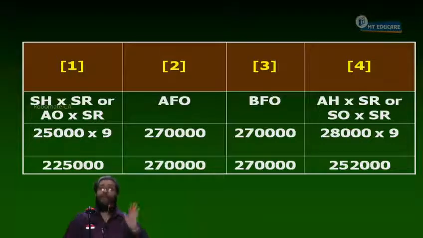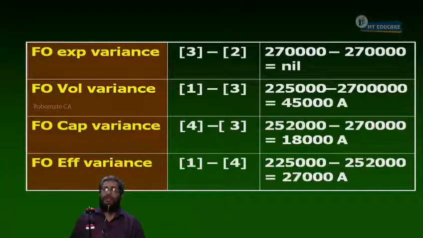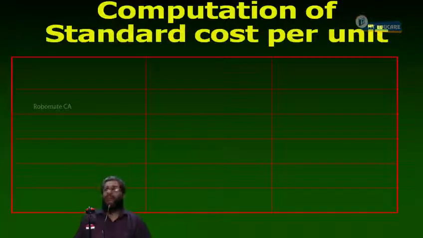Can we start or not? Now, here, no need to copy. Just participate. One or two issues I want to discuss, and then I'll give you time to copy. Can you start or not? Okay. Computation of standard cost per unit. Don't copy anything. Please participate.